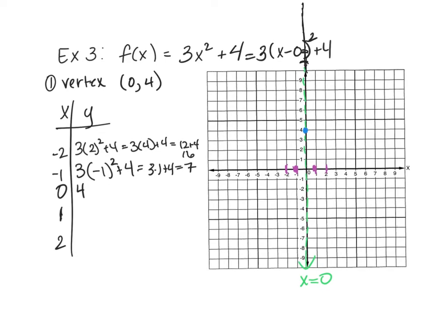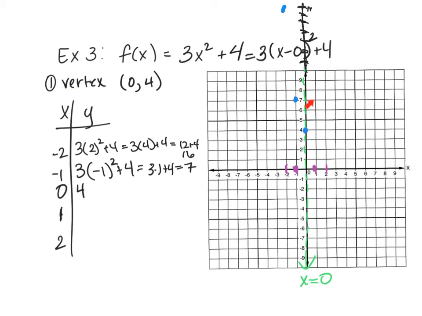And 11, 12, 13, 14, 15, 16, way up here. So we have the point -1, 7, and -2, 16. And then we can reflect, right?